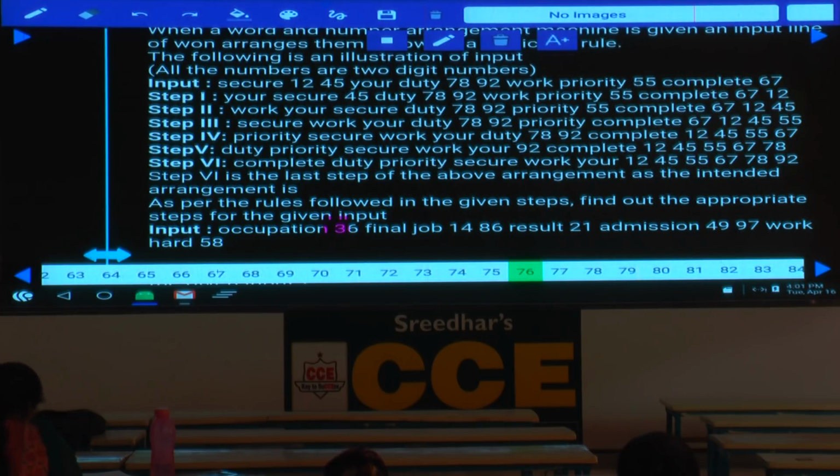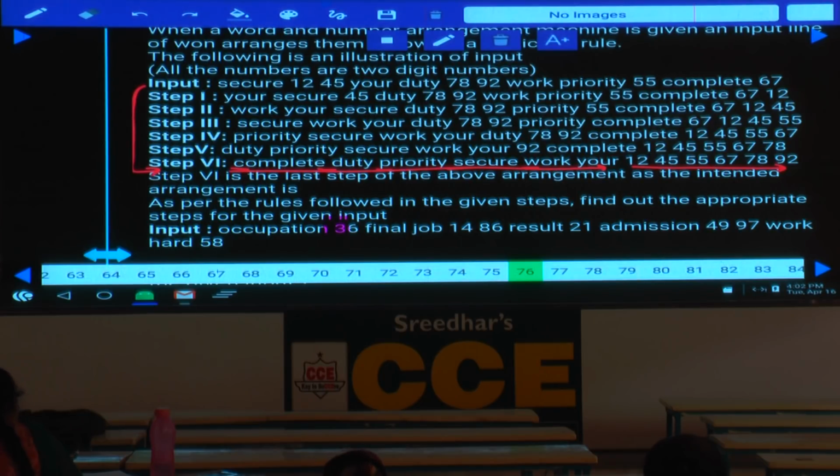Then let us check out the final logic in this one. In order to find out the logic, we need to compare the input with the final output, and step 6 is the final output: C, D, P, S, W, U, W and Y. All these words are arranged in alphabetical order. First, all the words are arranged in alphabetical order, followed by the numbers. What are these numbers? 12, 45, 55, 67, 78, 92. Now the numbers are arranged in ascending order. Words in alphabetical order followed by numbers in ascending order.